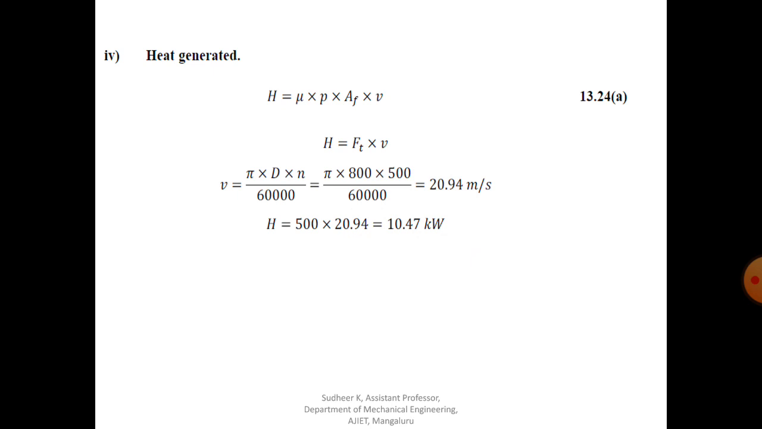The heat energy absorbed you can also calculate with the help of equation 13.24A. For that we need some other data, that is the specific pressure, which you will get from table 13.11A. AF is also one of the important things, that is the contact area of the friction surface. So this is an easy method to find the heat generated.